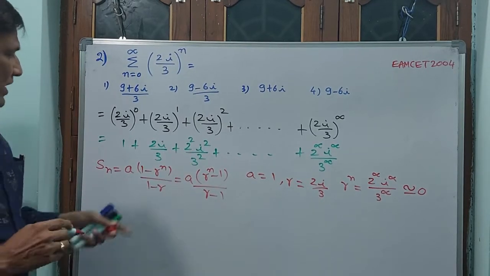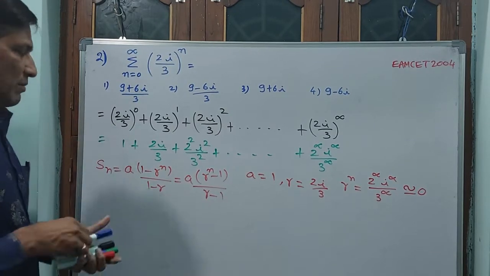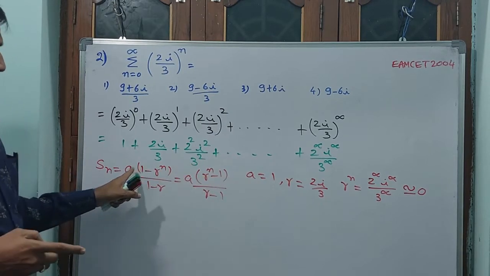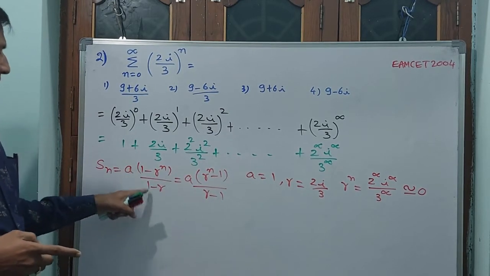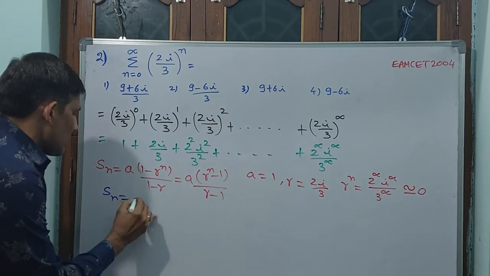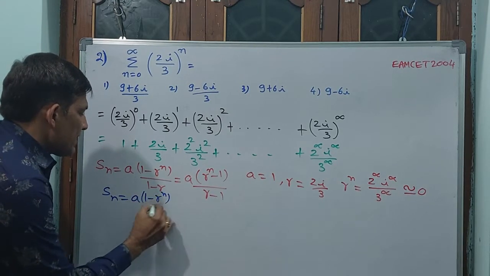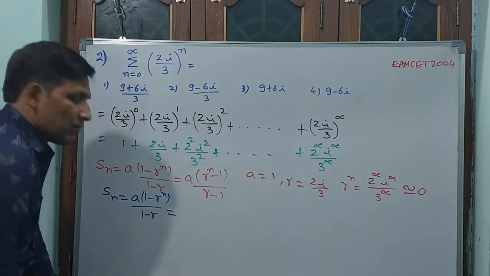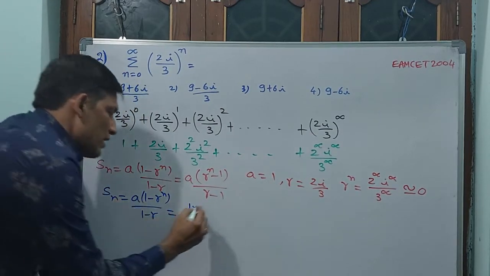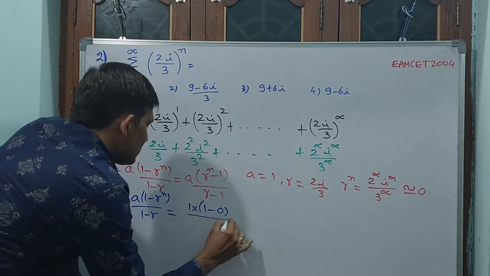Okay, now you take this formula: A into 1 minus r power n by 1 minus r. Why? Because if r power n is approximately 0, you can make it 1 minus 0, and 1 minus 0 is 1. A by 1 minus r will come. You see what I am writing? Sn is equal to A into 1 minus r power n by 1 minus r. A is 1, so 1 into 1 minus r power n, minus 0, approximately equal to 0.